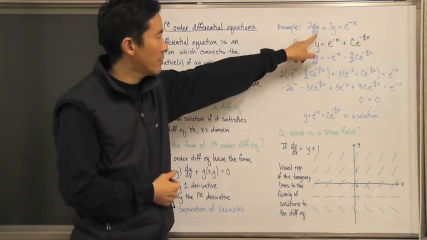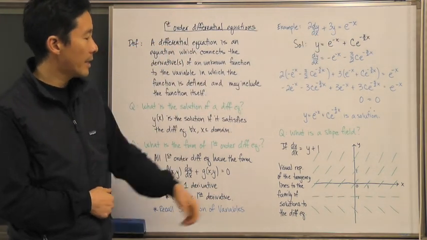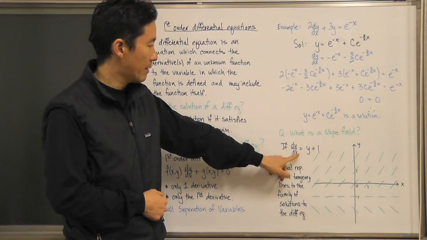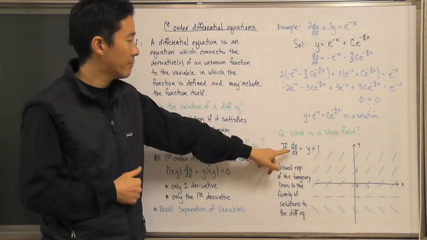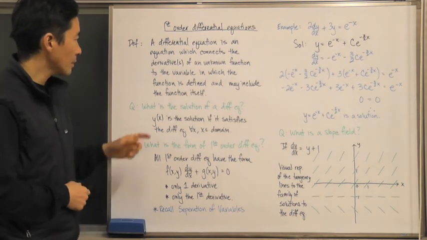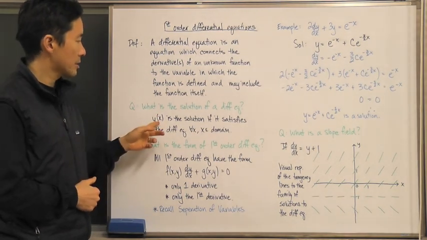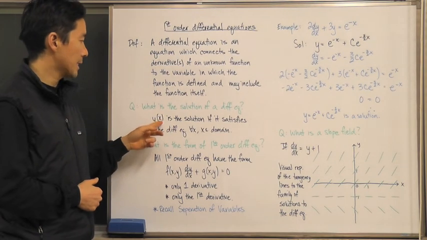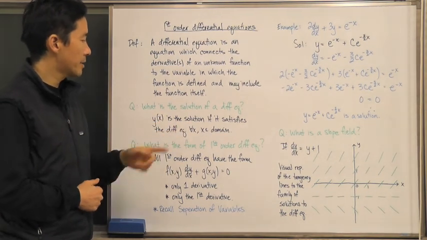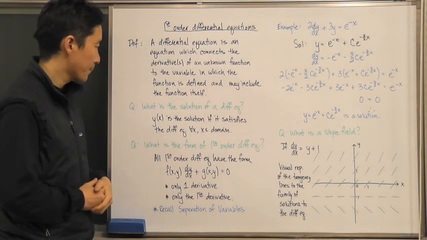We have 2 dy/dx plus 3y is equal to e to the negative x. And we also have this one here, which is much simpler. We have dy/dx is equal to y plus 1. Now, what is the solution of a differential equation? Well, the solution is just going to be in the form of y of x, and it's going to satisfy the differential equation for all x, x being an element of the domain.